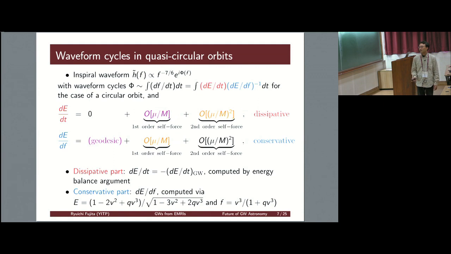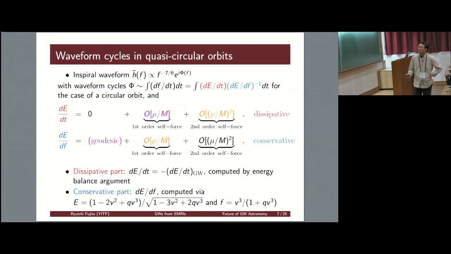In the case of circular orbits, if you notice that the orbital frequency can be expressed in this form, then one can compute df/dt even in the case of the geodesic orbits. So one will notice that the leading order expression of the df/dt consists of the first order dissipative self-force and the geodesic part of the df/dt.